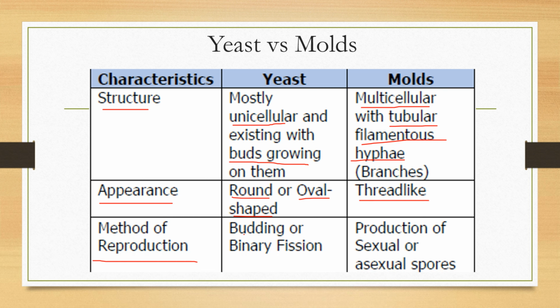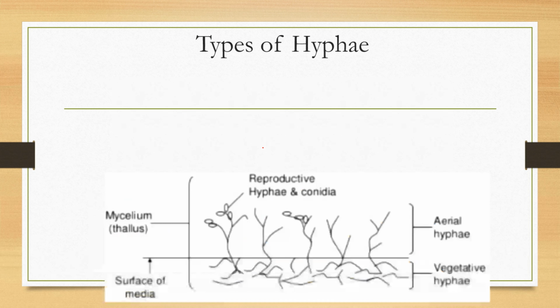Method of reproduction, take note, is that yeast are able to reproduce via budding and in some cases are able to perform binary fission. But this is a very rare type of fungi. Your yeast is more on budding, while your molds can reproduce either sexually or asexually. So do take note of that.